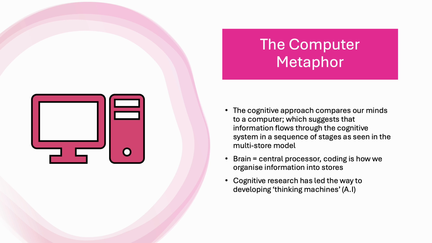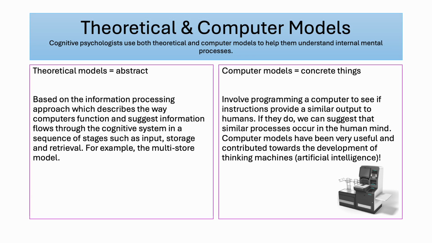So just looking at the theoretical and computer models in a bit more detail, these models are used to help cognitive psychologists understand these internal mental processes because, of course, we can't actually see people's thoughts, we can't see people's attention or perception. They're not concrete things. Now, one of the really important things you need to get your head around is the difference between a theoretical model and a computer model.